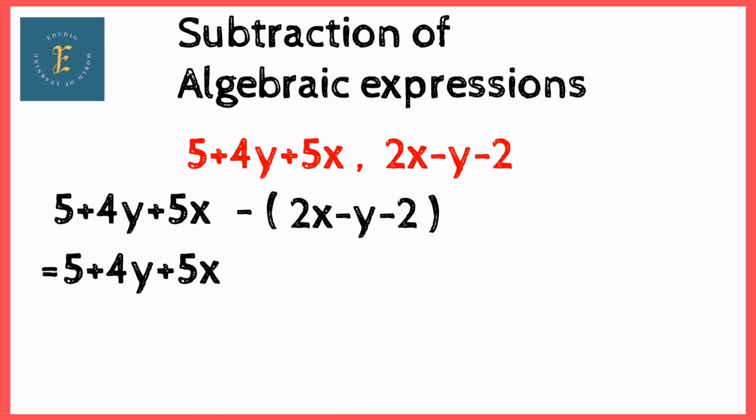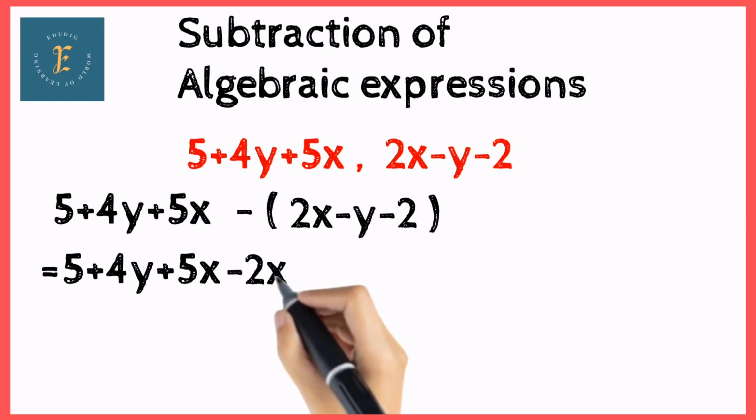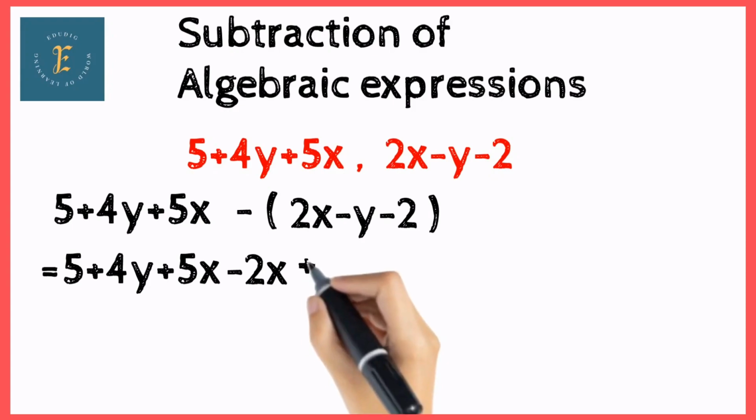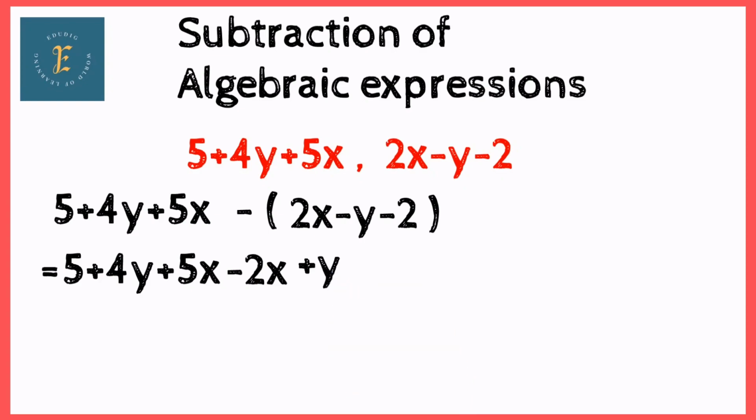Then what do we have to do? We have to multiply this minus sign inside the brackets. So we have to follow the integer rule again. So minus plus is minus. So we will get minus 2x. Then minus minus is nothing but plus. So we will get plus y. And minus minus again plus. So we will get plus 2.